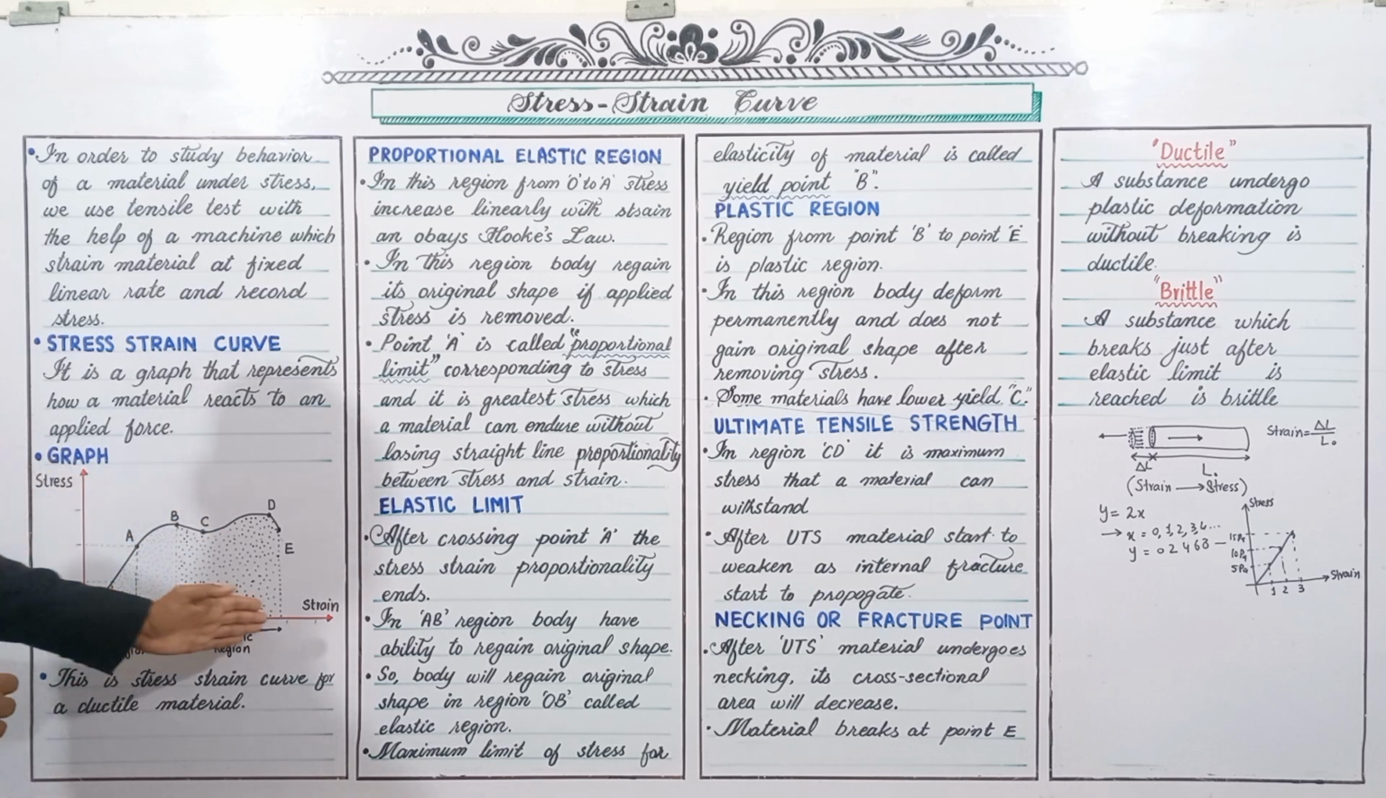If you further increase the strain, the body will start propagating fractures inside, and the cross-sectional area will decrease, and finally it will break at point E, which is called the necking point or fracture point. So this is the main concept of our graph. I have provided the notes for you. You can also understand as well as learn how to write in the paper.